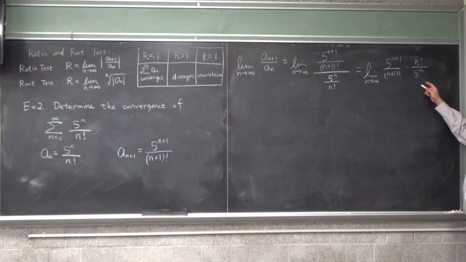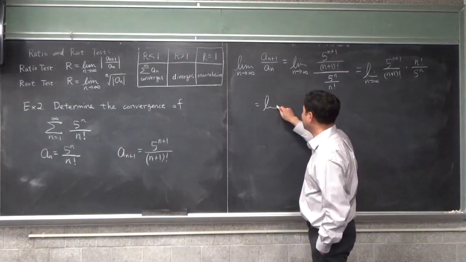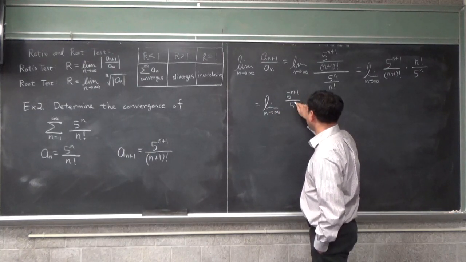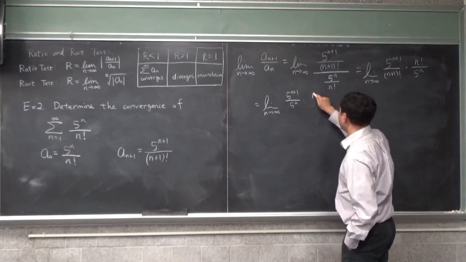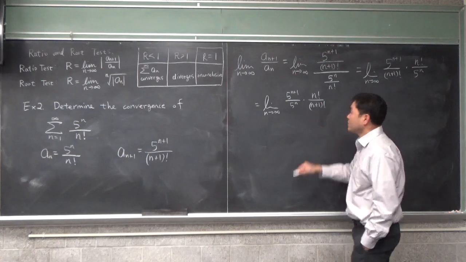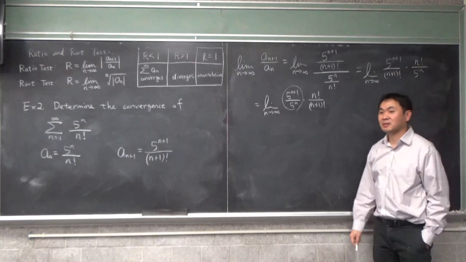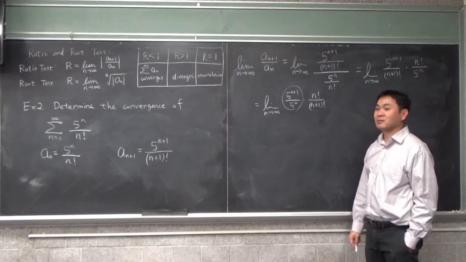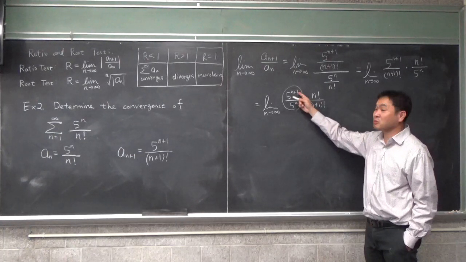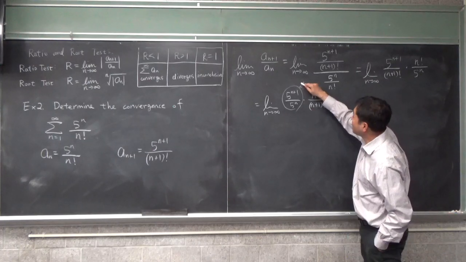Once you have that, you see that it's easier to make this into a product of 5 to the n plus 1 divided by 5 to the n, times n factorial divided by n plus 1 factorial. That's because this is very simple. What's that? Just 5, right? When you divide, the exponents subtract. What's n plus 1 minus n? 1. So that just equals 5.